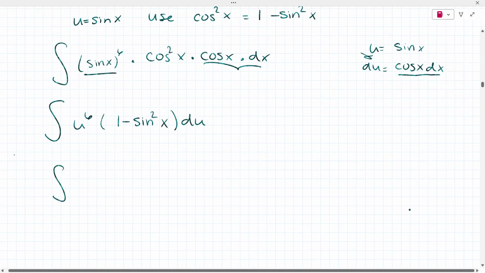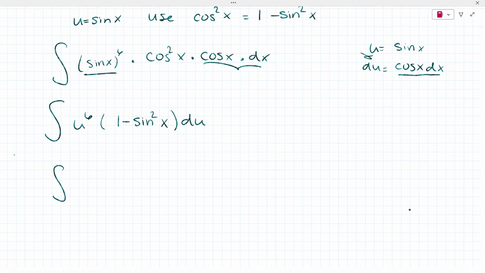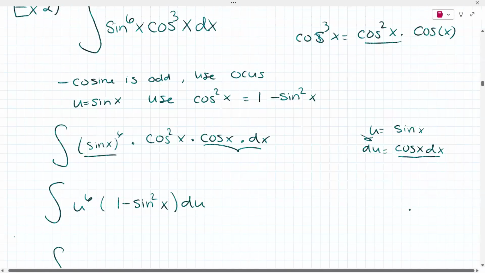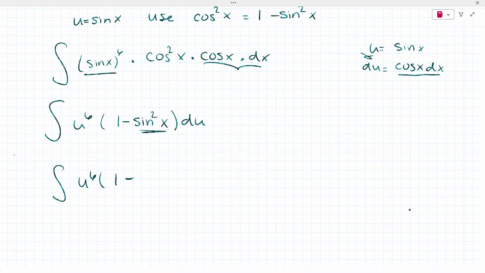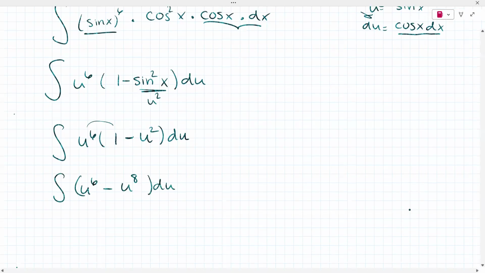And then what shall we do next? We said that our u was sine of x. So wherever you see a sine of x, we replace that with u. So 1 minus sine of x squared is the same thing as 1 minus u squared because our u is sine of x, right? du. And then go ahead and FOIL that out. So that would be u to the 6th minus u to the 8th du. And take the integral of each term.